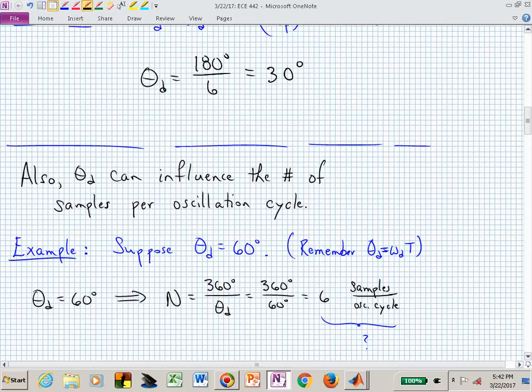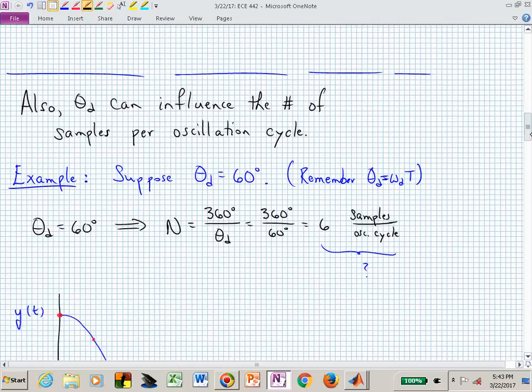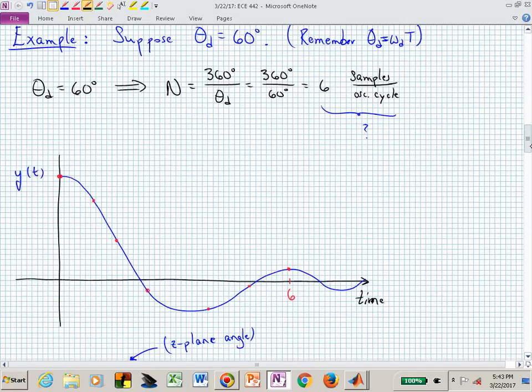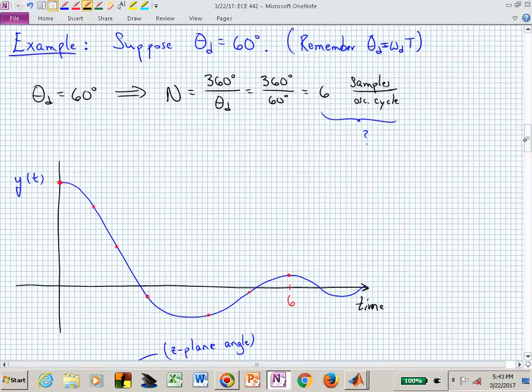And remember, theta sub d is omega sub d t. If theta sub d is 60 and one oscillation cycle is 360 degrees, or 2 pi, if you think of a period of a sine wave or a cosine wave, has a period of 360 degrees or 2 pi, we now take 360 and divide by that theta sub d, and that now gives us 6 samples per oscillation cycle. And I have a question mark to remind me that this is now what I want to be thinking about.